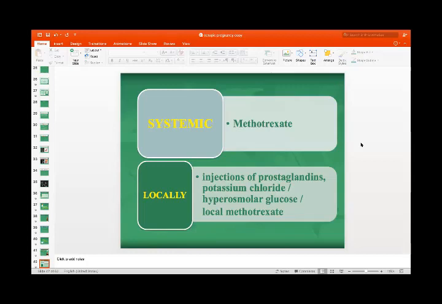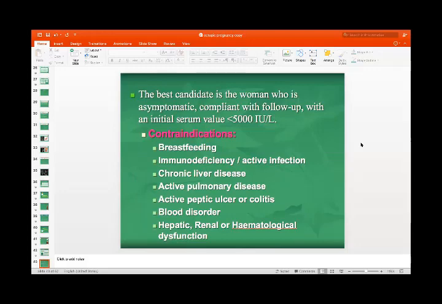So medical management is done either with methotrexate which is given IM systemically, or local injections of prostaglandins, potassium chloride, and hyperosmolar glucose and local methotrexate in the ectopic pregnancy sac. So these are the local injections which are directly injected into the sac. So best candidate is a woman who is asymptomatic. She is compliant with the follow-up, and the beta HCG level is less than 5,000 international unit.